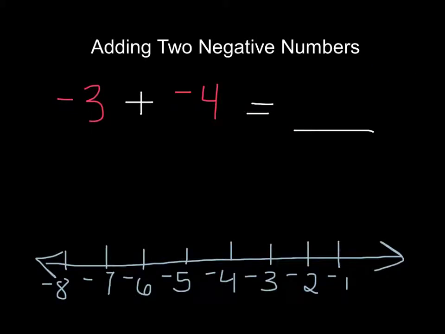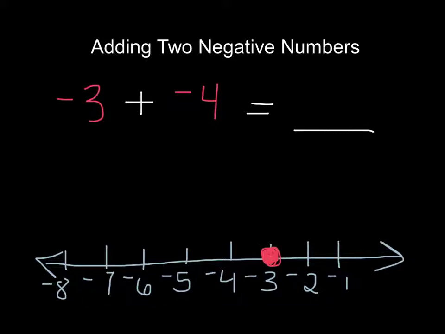Now let's talk about how you can add two negative numbers together. Imagine that you were asked to add -3 and -4. That is, complete the operation -3 plus -4. To complete this operation, I would begin by graphing or plotting the first number in my operation, which in this instance is -3. So I will first start off by graphing -3 on the number line.